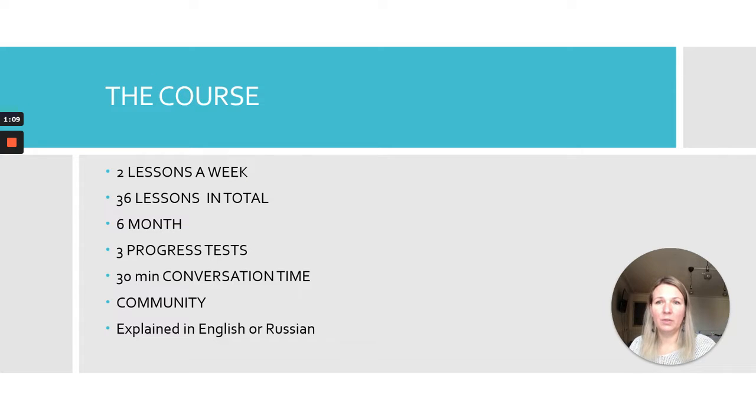So the structure of the course is 2 lessons a week, and there are 36 lessons in total. You have 6 months to finish this course. During the course, you have 3 progress tests. It means after every 12 lessons, you have a progress test, and more about what's in the progress test on another slide. And also you have a 30-minute conversation time with me over Zoom, for example. And then we can create a community between the students who study at the same time, so you can encourage each other. You can maybe check the knowledge by asking questions of each other in Latvian and so on.